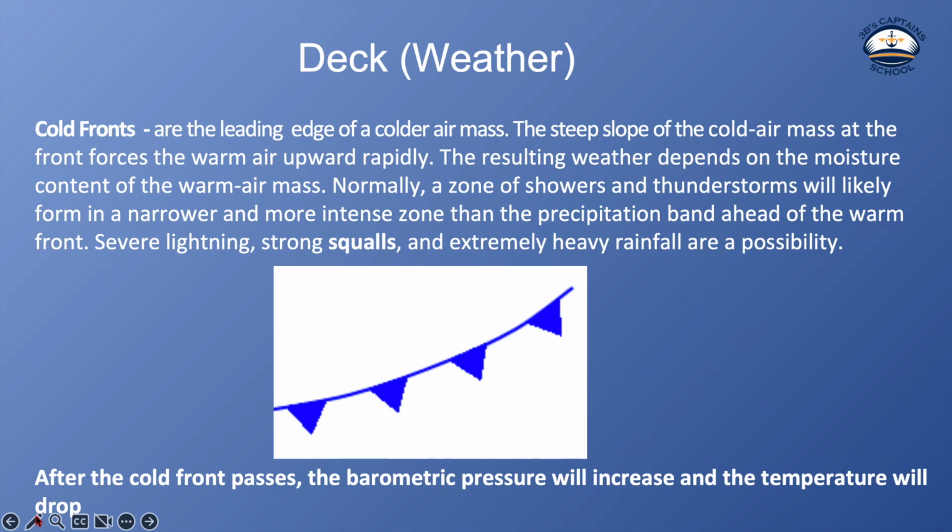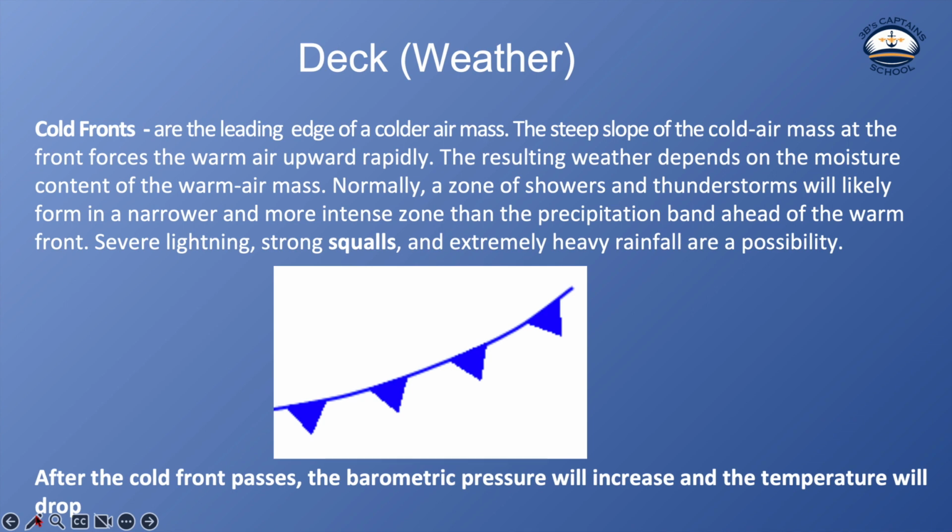So cold fronts, as they're approaching, are usually preceded by a squall line. And these squall lines can have severe lightning and extremely heavy rainfall, because that cold air is basically wedging underneath that hot air and sending it up into the atmosphere. It can get pretty violent.